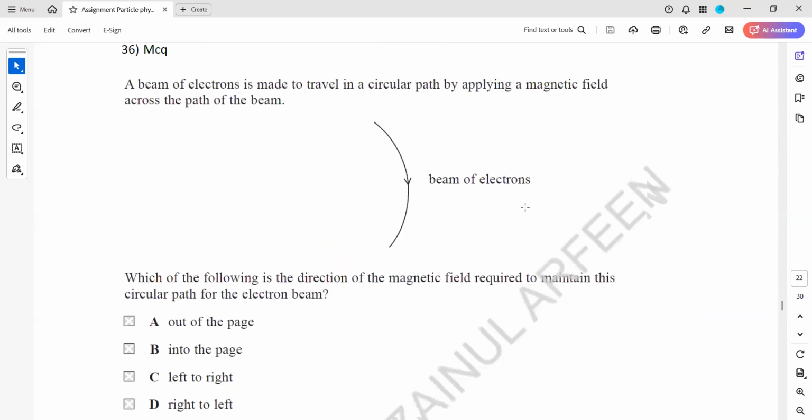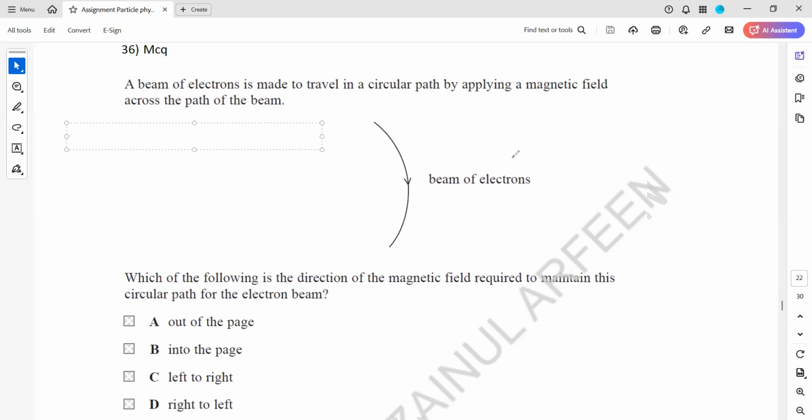Question 36. A beam of electrons is made to travel in a circular path by applying a magnetic field across the path of the beam. Which of the following is the direction of the magnetic field to maintain a circular path? This is very important. You just have to recall Fleming's left-hand rule and the right-hand rule. If it is a negative particle, we'll use our right hand. If it is a positive particle, we'll use our left hand.